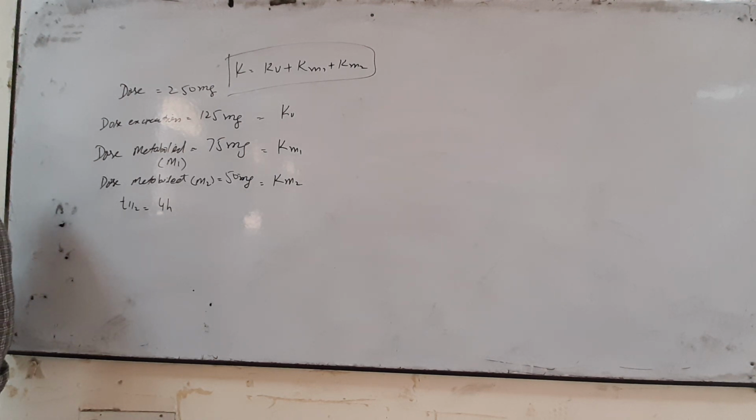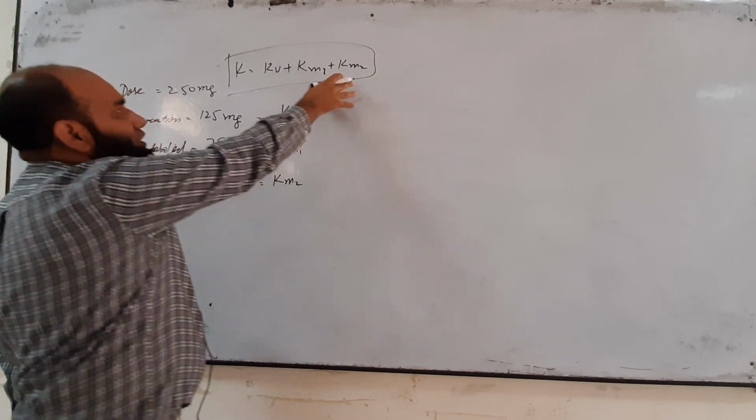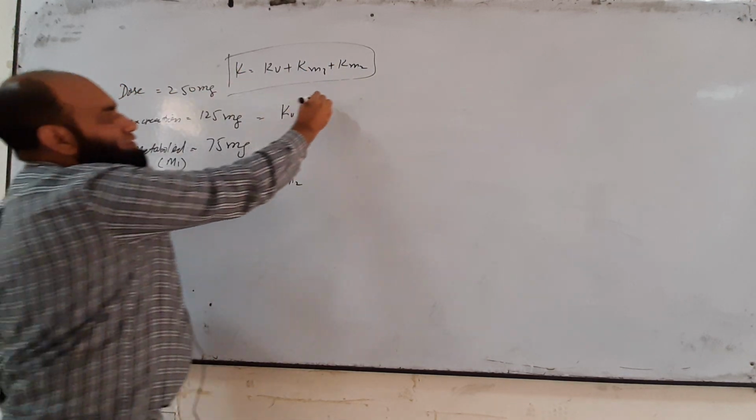First movement is we are discussing the amount of drug which is getting cleared from the urine. We will say Ku, rate. And the other is Km1, metabolic rate, meaning getting the metabolites of the drug, stage 1. And another metabolite which is Km2. First of all, we will calculate these Ku, Km1, Km2. And then we can also write this equation.